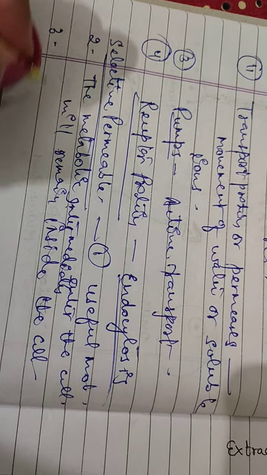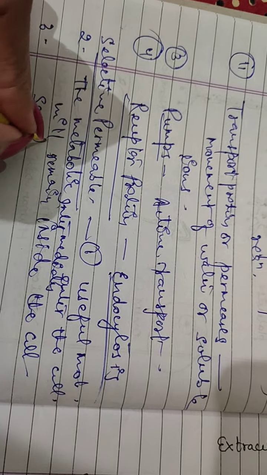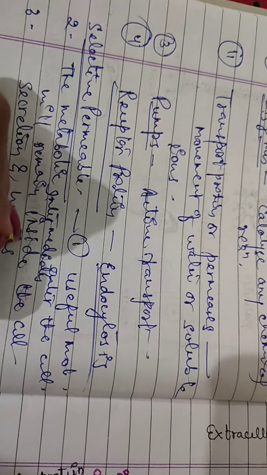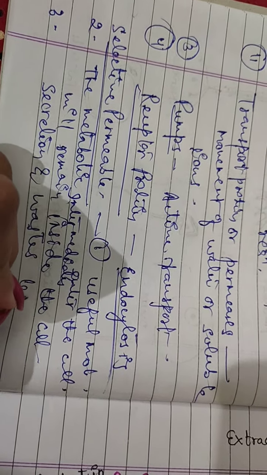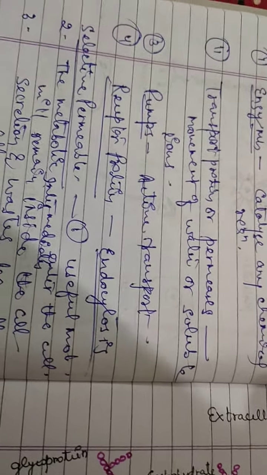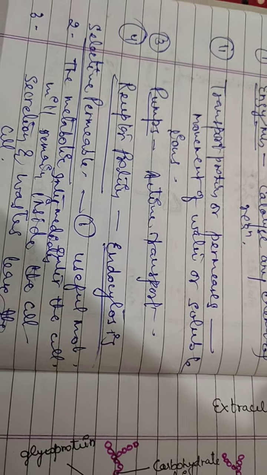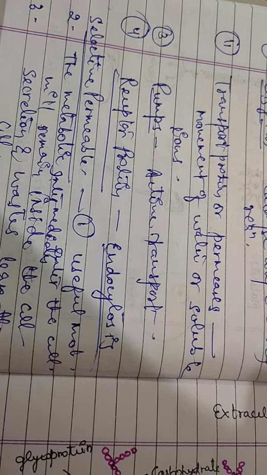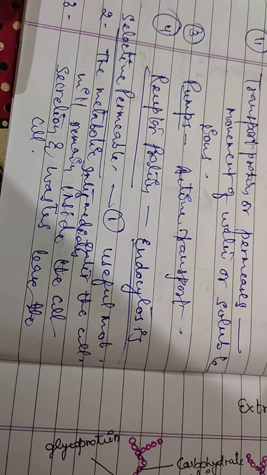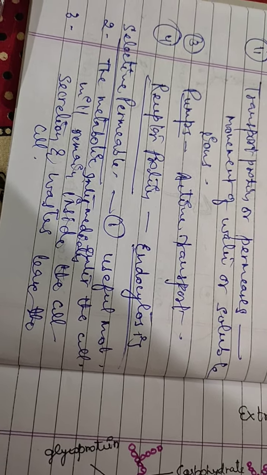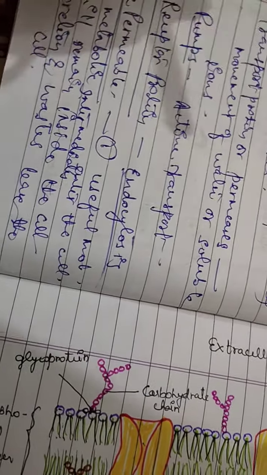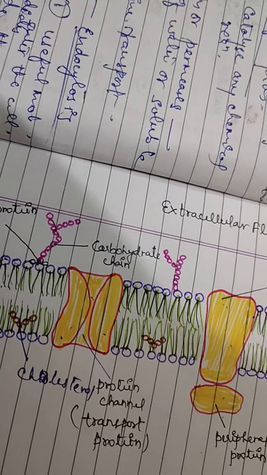And the third one is secretion and waste. Whatever debris is present, it should leave the cell. So selective permeability of the cellular membrane enables the cell to maintain homeostasis, that is a constant internal environment, in spite of the changes outside. Whatever changes occur outside, the internal environment should remain static. It is not going to change.